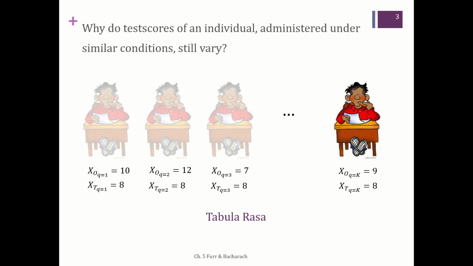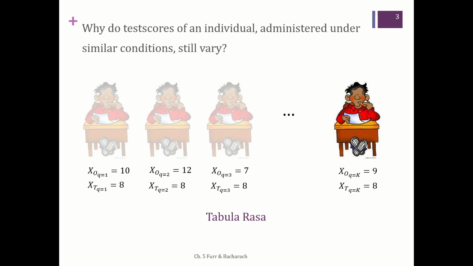Now that doesn't mean that the observed score will be the same every time. As you can see over here, first time the person got a 10, second time he or she got a 12, third time 7, and the fourth time 9. So the observed score will vary from measurement occasion to measurement occasion, but the true score will stay the same. So the differences in observed scores are purely due to measurement error.